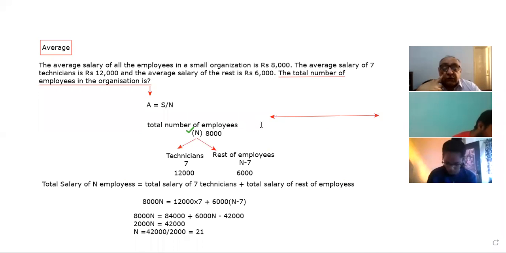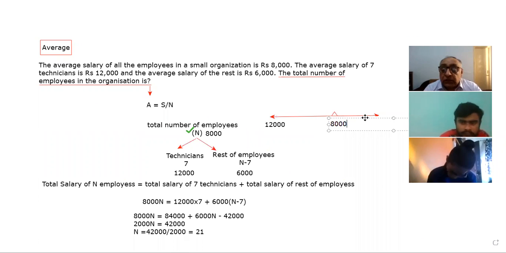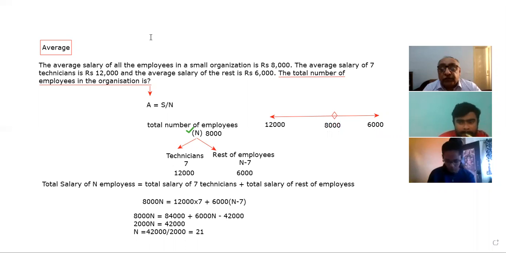Let me write here. One extreme is 12,000, and the other extreme of average salary is 6,000. And in between, the average of all employees of the organization falls at rupees 8,000. Now what we need to do, as we do in the questions of allegations, is take the differences here. 12,000 and 8,000 difference is 4,000. 8,000 and 6,000 difference is 2,000.